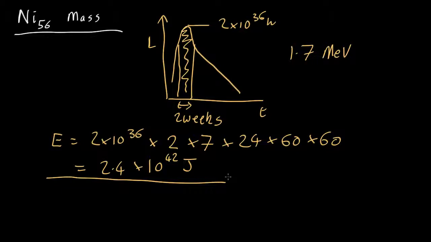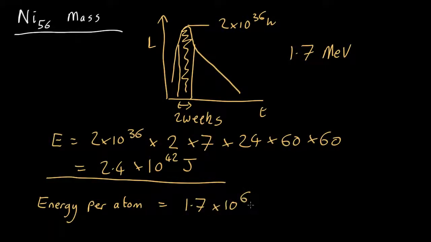How many atoms of nickel 56 do you need to do that? Well, each atom will liberate 1.7 mega electron volts, so the energy per atom equals 1.7 by 10 to the 6, 10 to the 6 is a mega electron volt, times the electron volt, which is 1.6 by 10 to the minus 19 joules. So that comes out as 2.7 by 10 to the minus 13 joules.